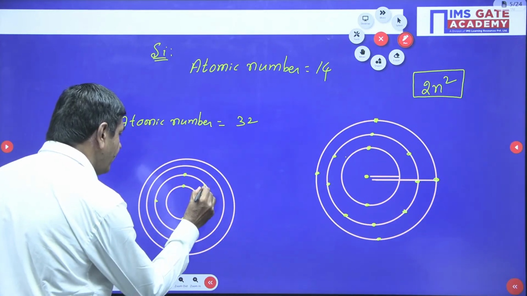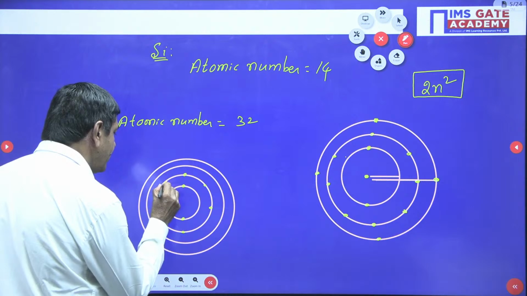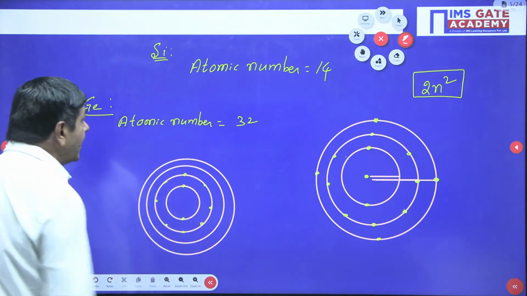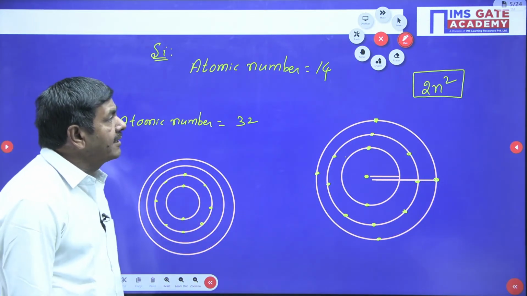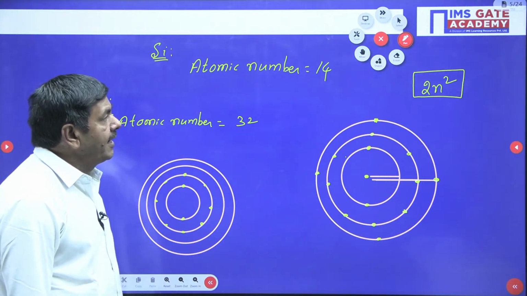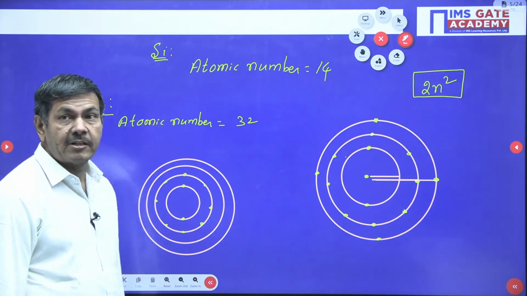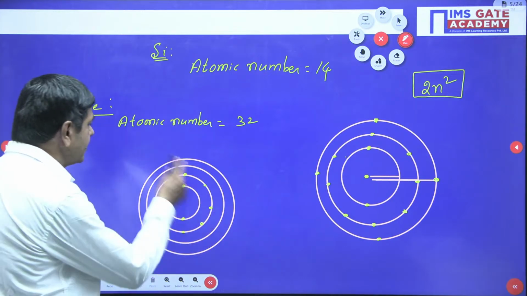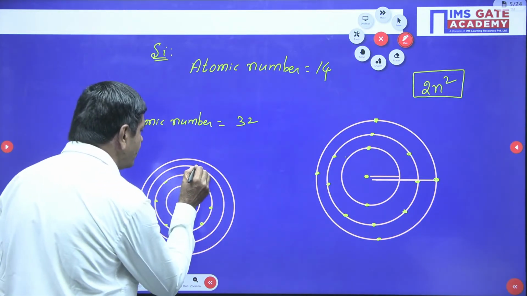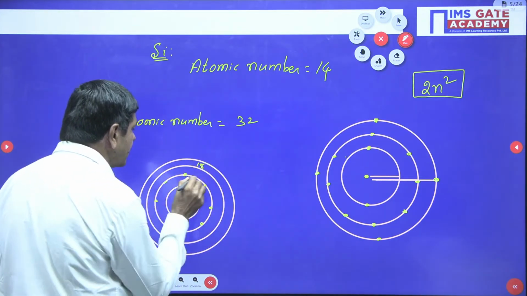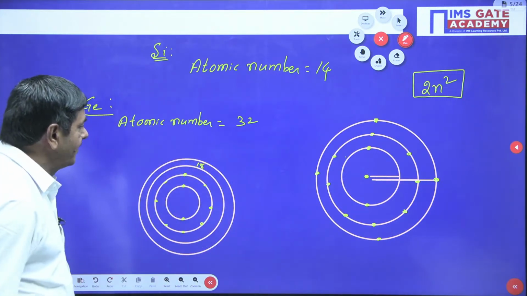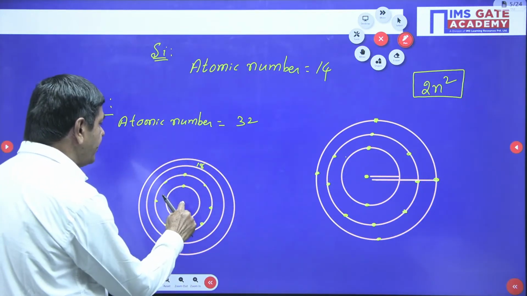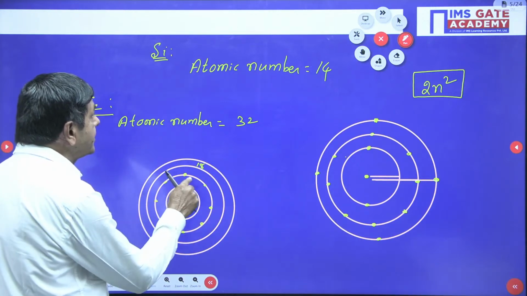I selected the third orbit. 3 squared is 9, 9 into 2 is 18 electrons it can accommodate. Instead of drawing directly, I am putting the number here. 18 electrons are occupied in the third orbit. So 18 plus 2 is 20, 20 plus 8 is 28.